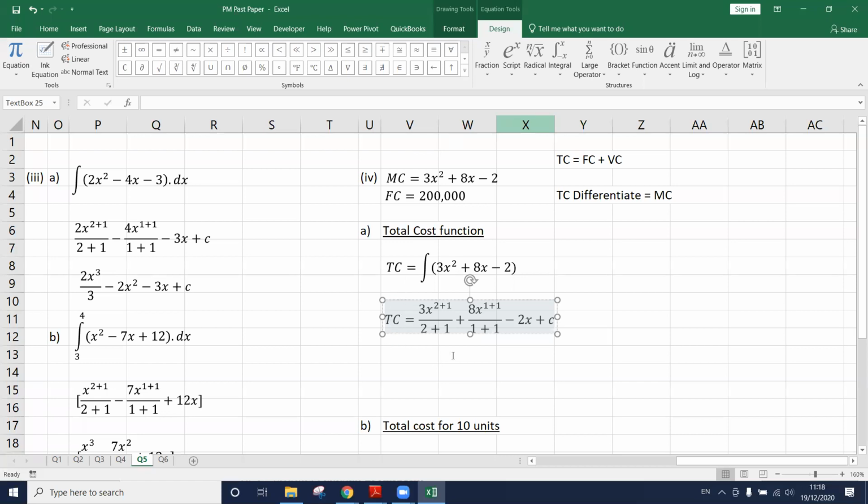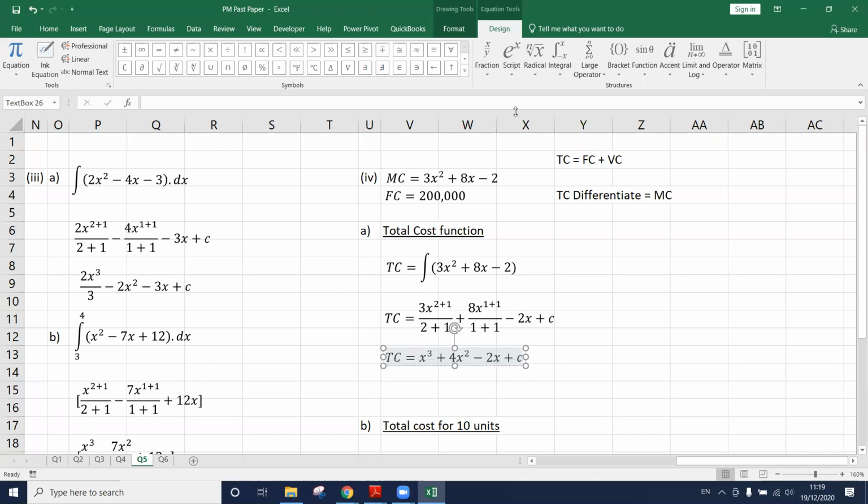Now, look here. The 3s cancel, so we will be left with x to the power 3. Then 8x to the power 2 divided by 2, after cancelling, we will have 4x squared. Right. Here we will have 4x squared as the answer. Minus 2x plus c.